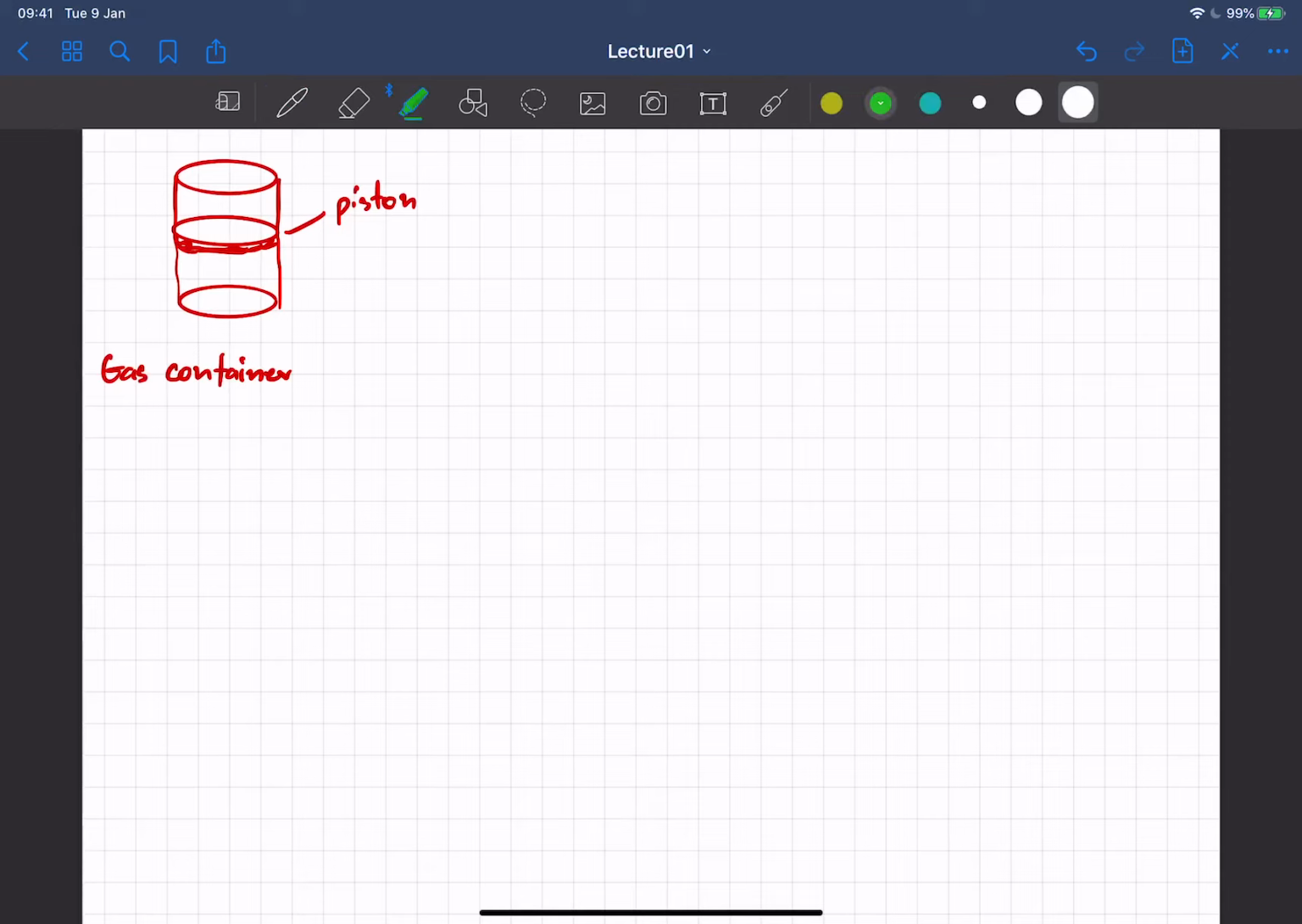Okay, and then the gas is in here. So it's kind of like a can that can change its volume by moving this piston up or down. So the piston can move up or down.